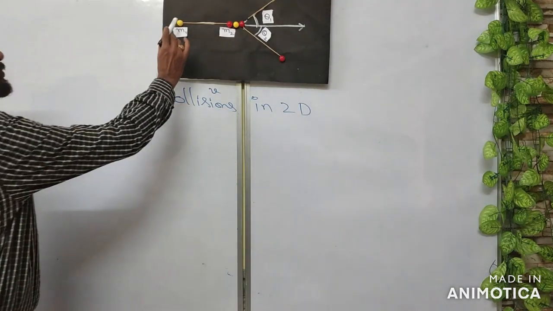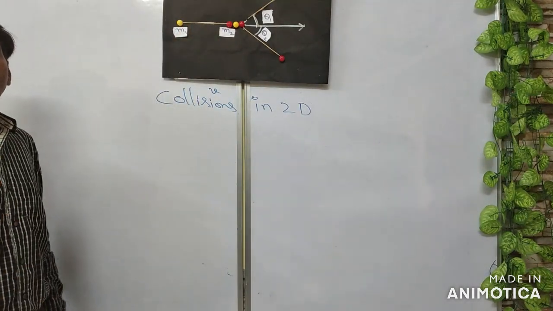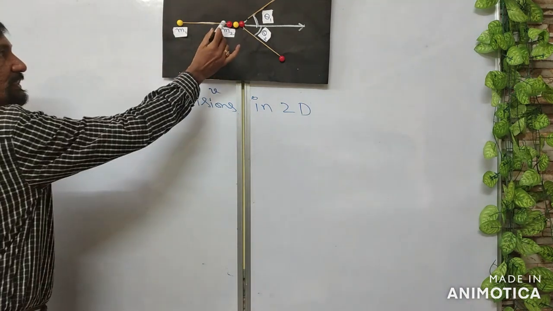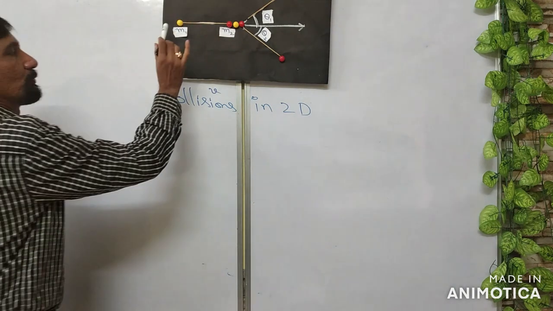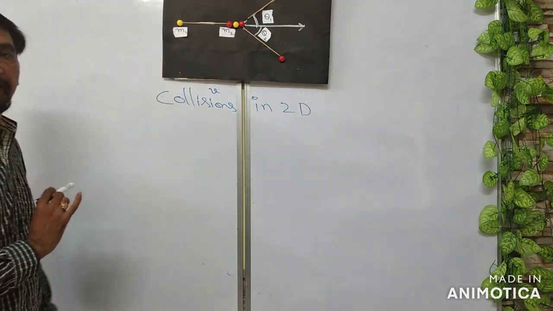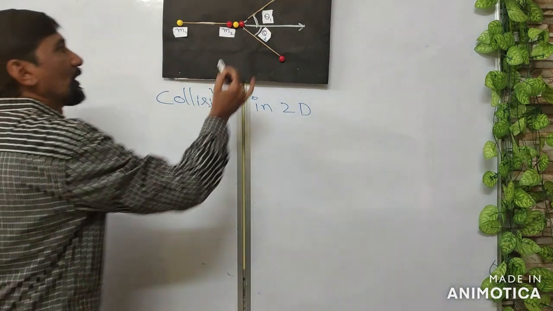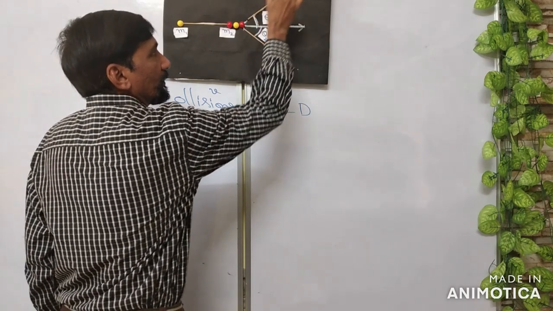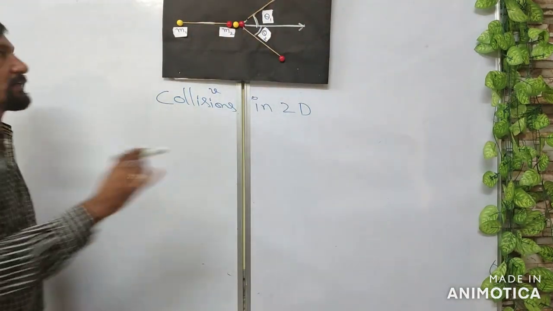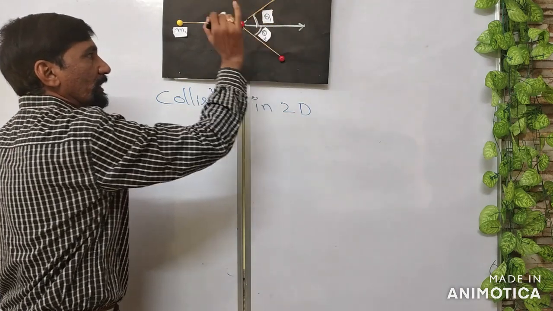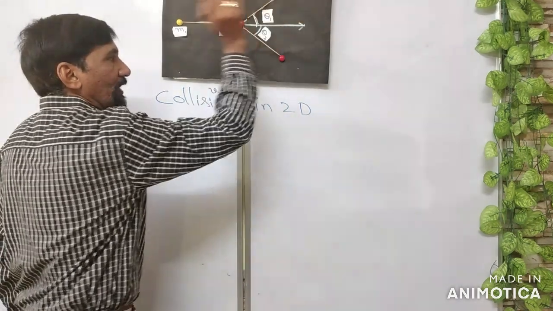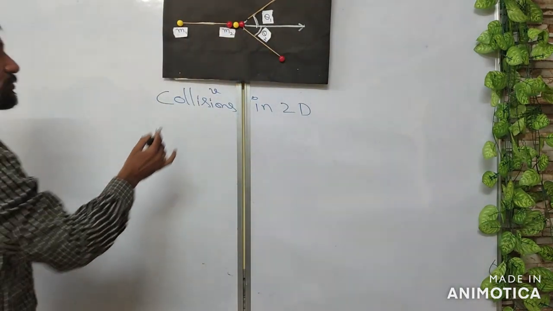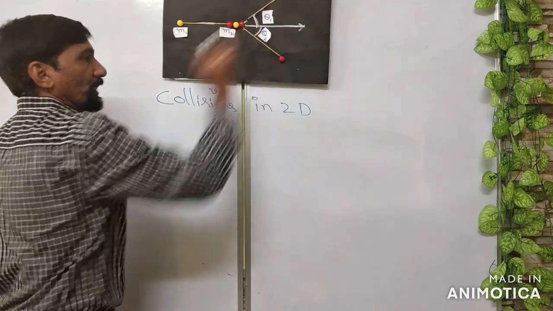Consider two spherical bodies of masses m1, m2. The second body is at rest. Suppose the first body hits the second body. After hitting, say the first body is moving with a certain velocity v1 at an angle theta 1. The second body makes an angle theta 2 with the initial direction, with velocity v2. So it is called collision in two dimensions.